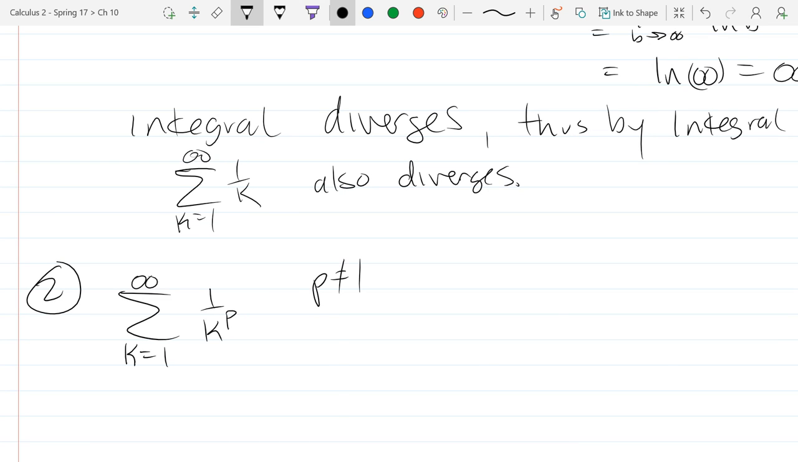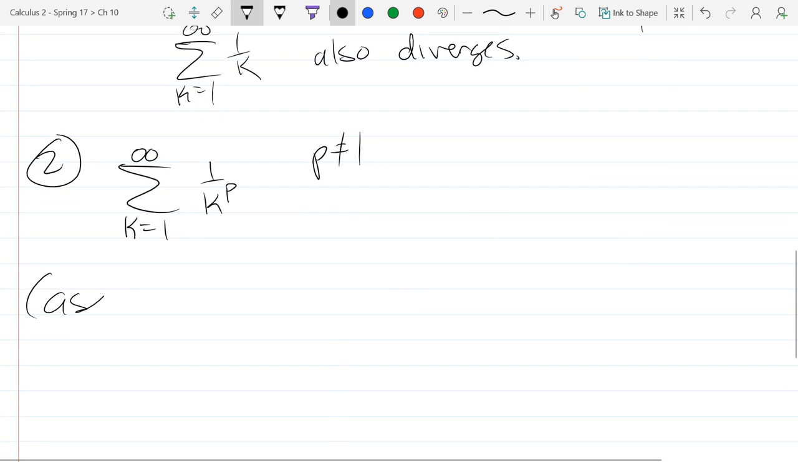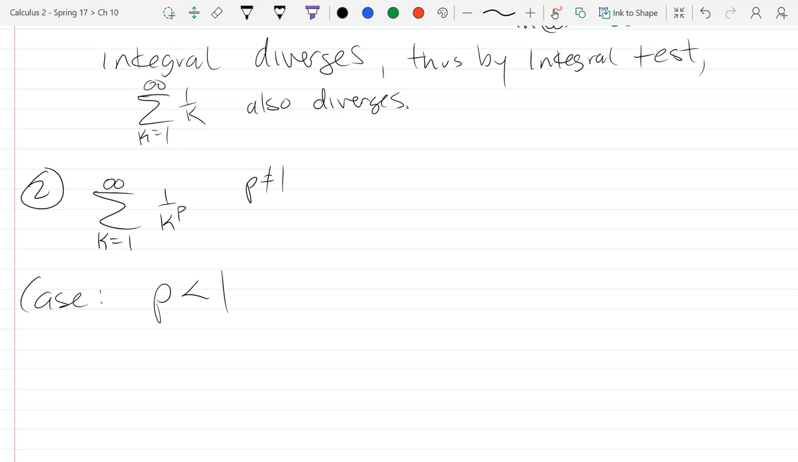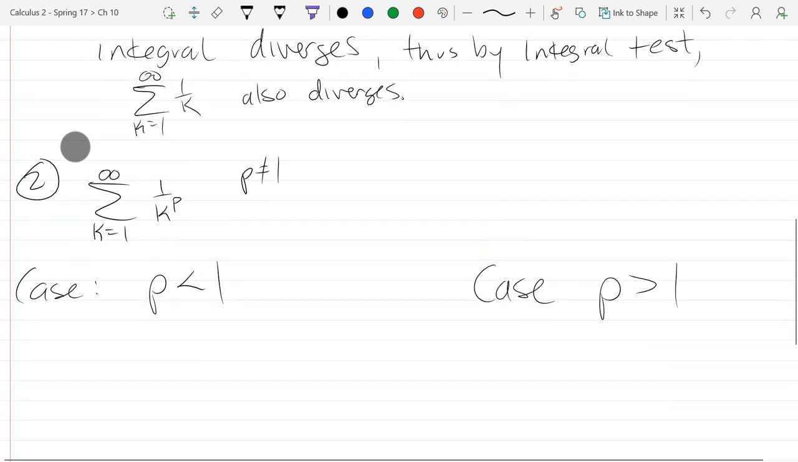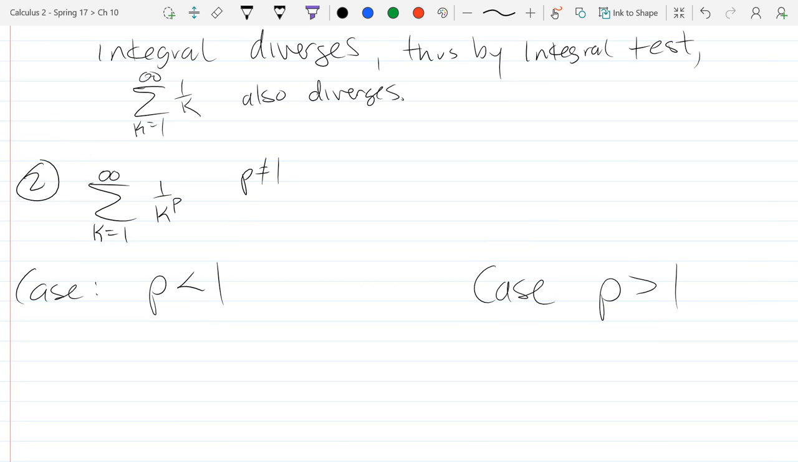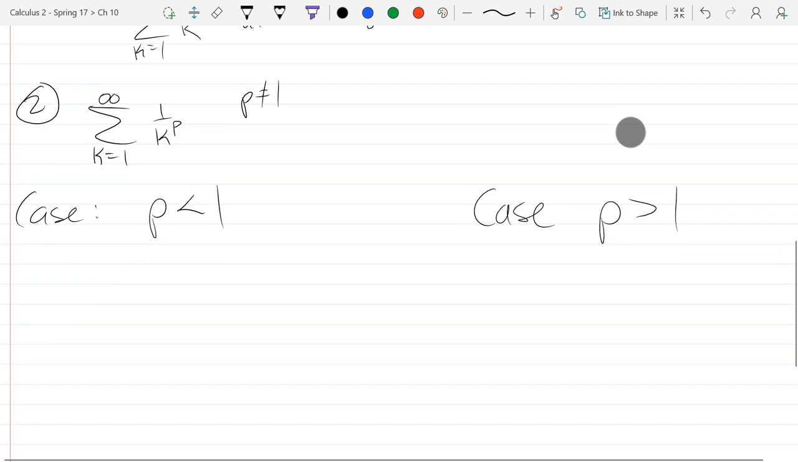That means either p is bigger than 1 or p is smaller than 1. So p is a constant. Just looking at this, the non-constant is k. K is the term that's going to change. So there are two cases. I'll do p less than 1 on the left, and we'll do p greater than 1 on the right. All right, so it's pretty clear all terms will be positive on this right here. We're not using any negative k's, so all terms are positive.